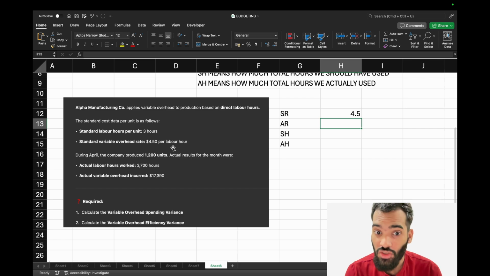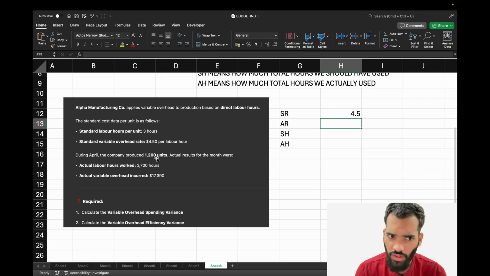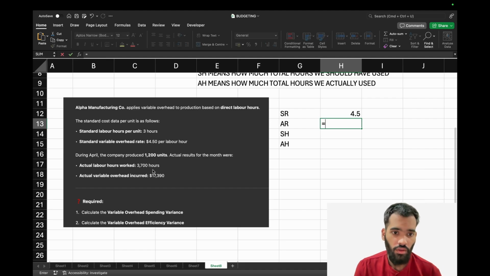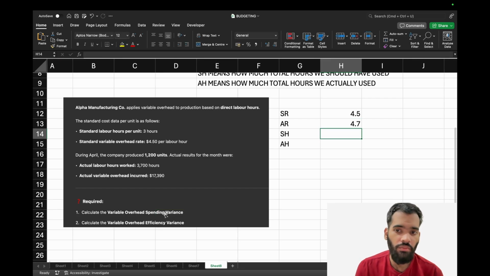Actual rate, how much variable overhead we actually spend for every labor hour. So again, we have not been given the rate, so we have to find it. Simple. It's the total variable overhead divided by the total labor hours. So 17,390 divided by 3,700. There we go.